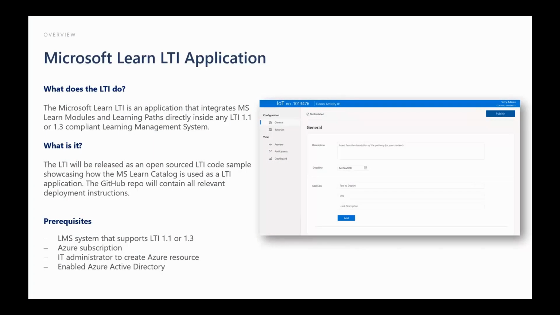The Microsoft LTI tool is based upon versions 1.1 to 1.3 of the LTI standard, which is a global open standard by IMS Global. The tool actually builds a bridge between your current learning management system and our Microsoft Learn Catalog API service. So it allows you to populate Microsoft Learn modules in line with your existing courses and curriculum.